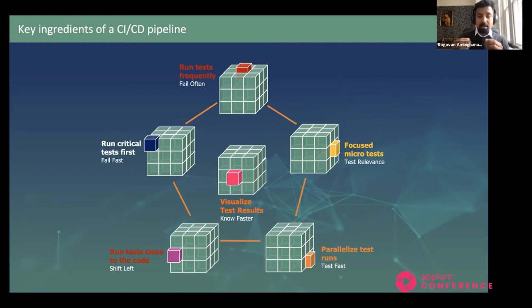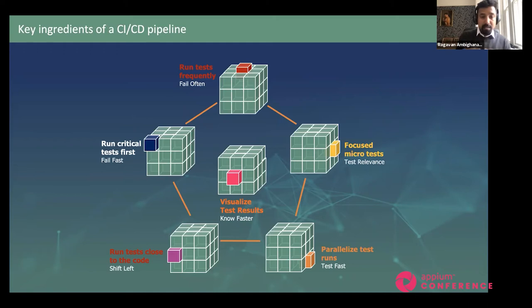The third one is test fast. This is linked to the first one. Unless you can test fast, you cannot fail often. Because imagine you are running your pipeline, and if it takes 1 hour to run your test, you cannot fail often, because that's not failing often. So for that, you need test fast, where you have the ability to concurrently run your tests, not for your team, but for your project, for your entire organization.